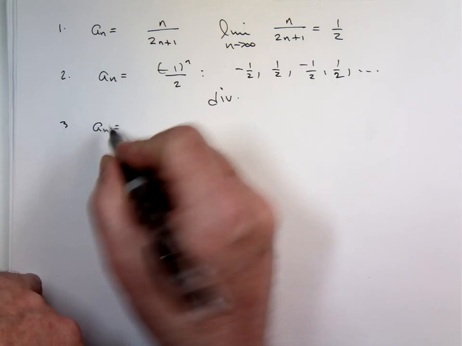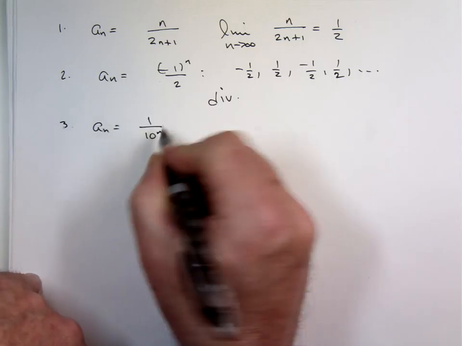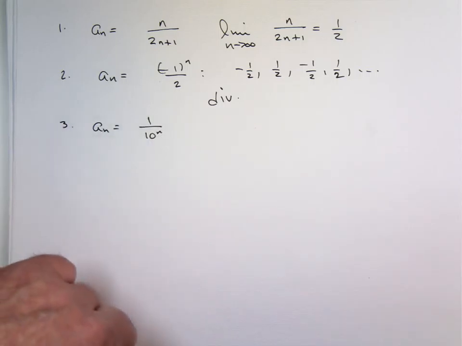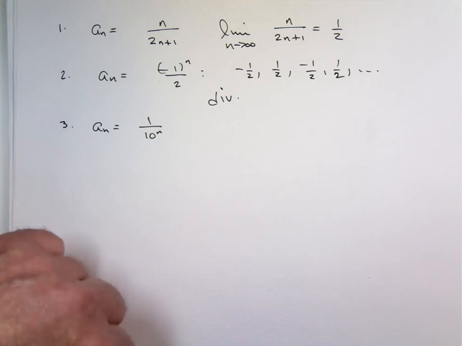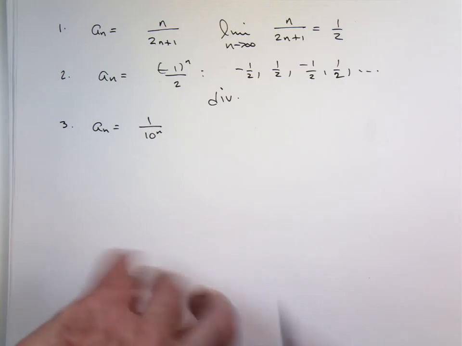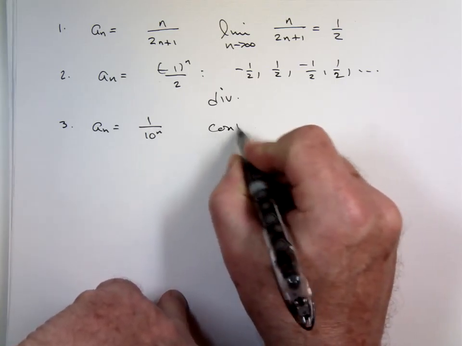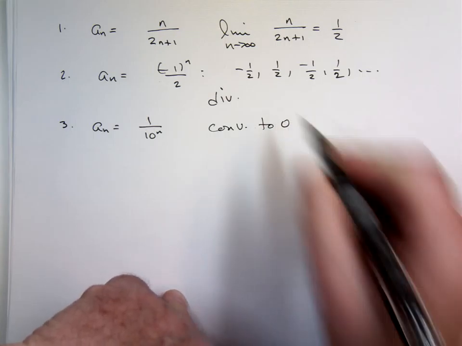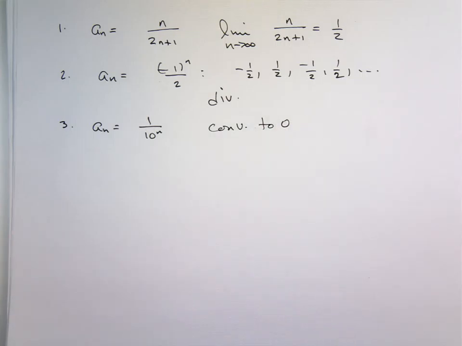Number 3. Nth term, 1 over 10 to the n. As n goes to infinity, that denominator will increase without bound. That fraction will rapidly approach 0. This will converge to 0. If you had a series of those terms, the series would also converge.